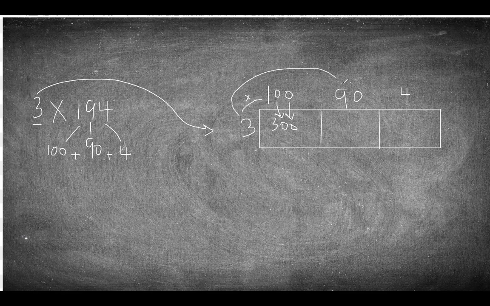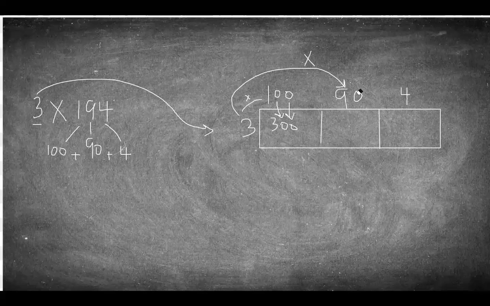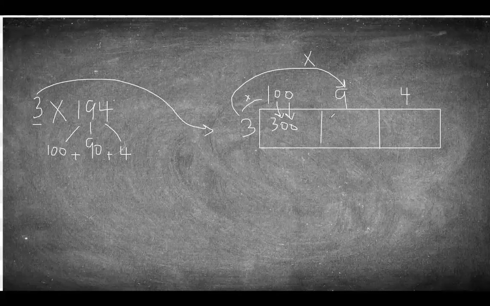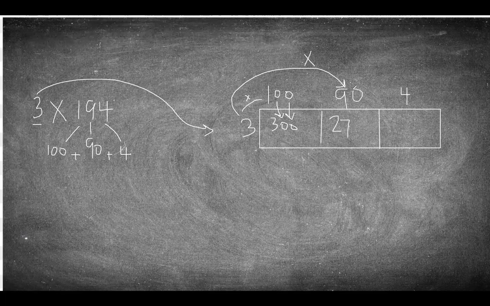I'm going to go to the 3 and the 90. Again, 3 times 90 might be difficult. Pretend the 0 is not there. I do 3 times 9 first, which is 27. Put back the 0, I'll uncover it, and then I put it at the end. Okay. What about 3 times 4?